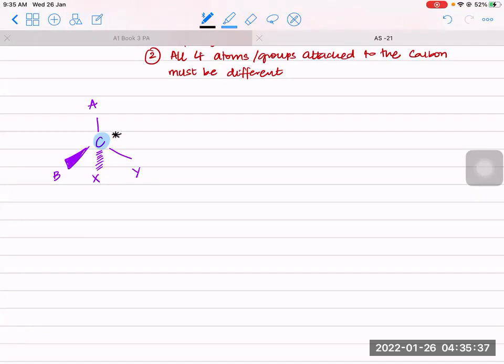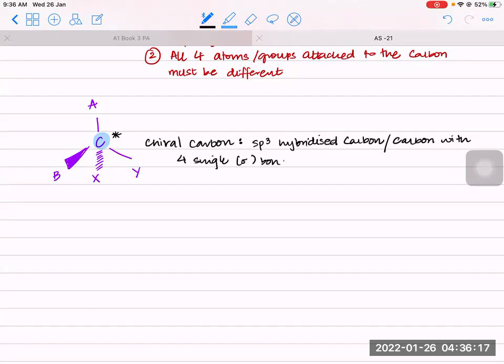What do we call this? So such a carbon is called what? A chiral carbon. And the molecule will be called optically active. What will we call it? Optically active, because it can show which type of isomerism? Optical isomerism. What is a chiral carbon? It is an sp3 hybridized carbon, or a carbon with 4 single bonds, you can say. So it's an sp3 hybridized carbon with 4 single or sigma bonds.